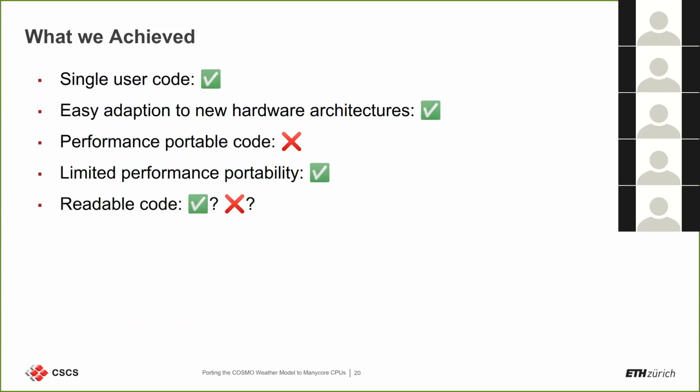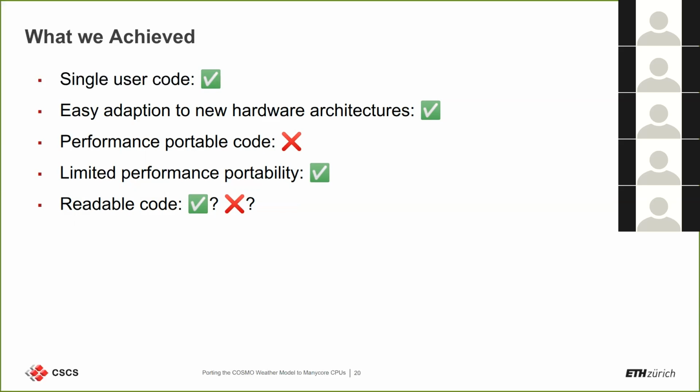And we were partially successful, probably. We have a single user code that runs on CPU, KNL and GPU. The adaptation to the new hardware was quite simple, especially for the user code. But in the end, it was not that performance portable. So we reached a limited performance portability. We know it could run much faster. We were not too happy with that, but still it's as fast as the original Fortran code, so it's not too bad. There's some kind of performance portability, but of course we want to be faster.